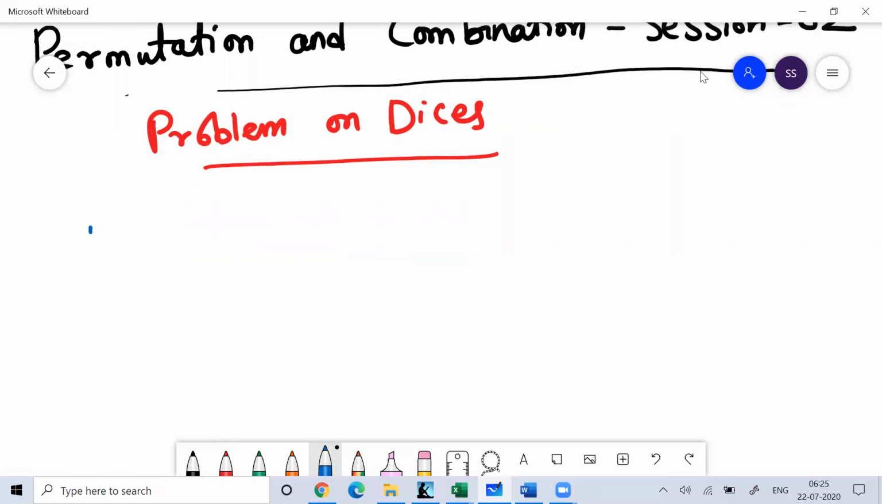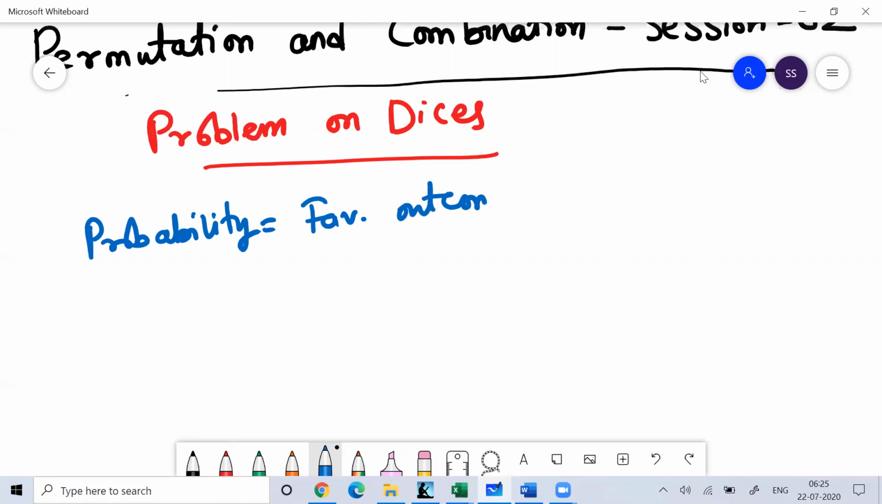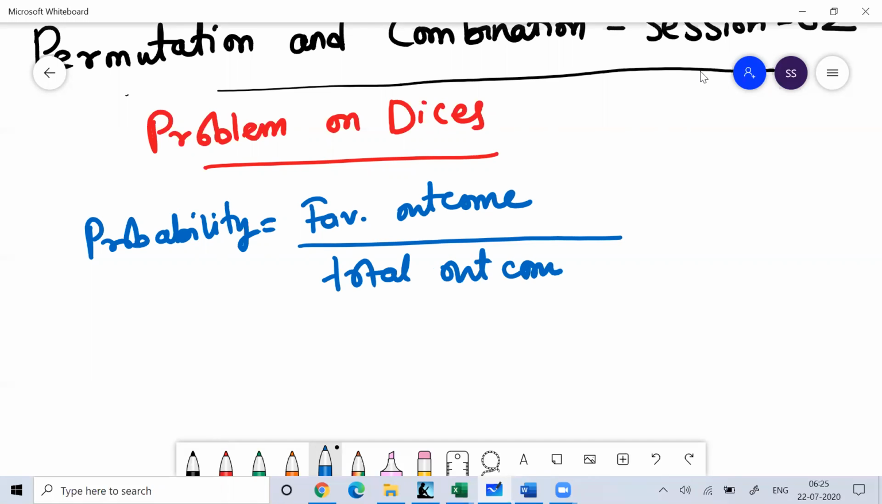So when we talk about probability, probability is nothing but a fraction, a number between 0 to 1, where probability is basically a ratio of favorable outcome divided by the total outcome. So that is basically a probability. It gives you a value between 0 to 1. So you know this fact.